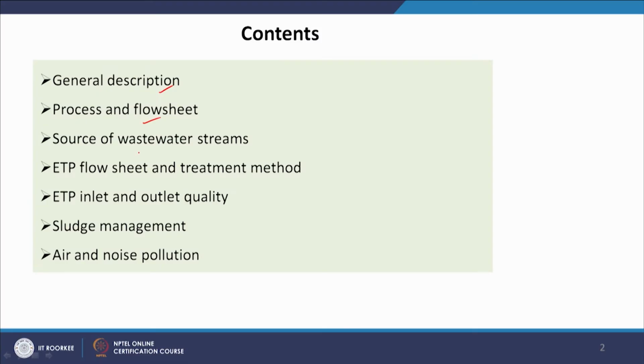Hello everyone. Now we will discuss the topic industrial pollution control in grossly polluting industries part 3, and in this class we will focus on pollution control in tannery. The contents of discussion are general description, then process and flow sheet of tannery, and then source of wastewater streams, ETP flow sheet and treatment method, ETP inlet and outlet quality, sludge management, air and noise pollution.